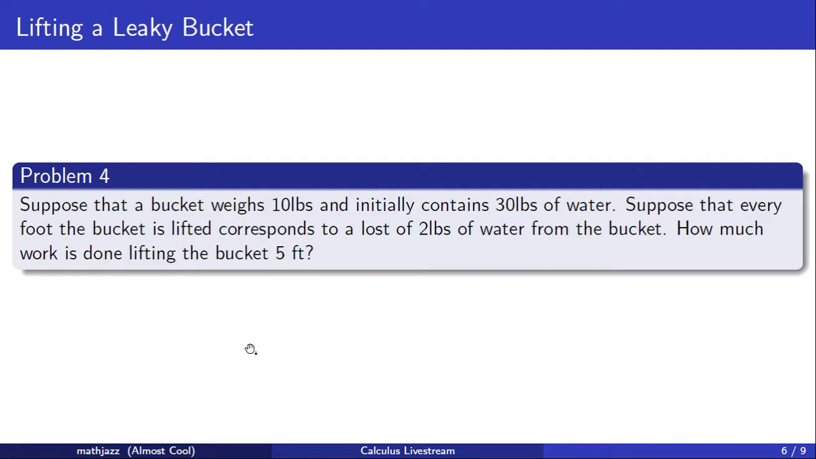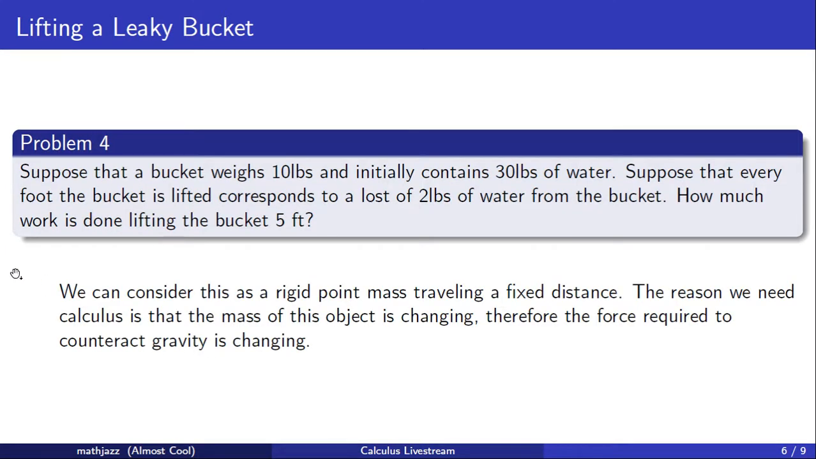So here we have a bucket that weighs 10 pounds and initially contains 30 pounds of water. Suppose that every foot the bucket is lifted, it loses 2 pounds of water. How much work is done lifting the bucket 5 feet? So we're going to consider this as a rigid point mass traveling a fixed distance. And the calculus is needed because the force is changing at every distance.